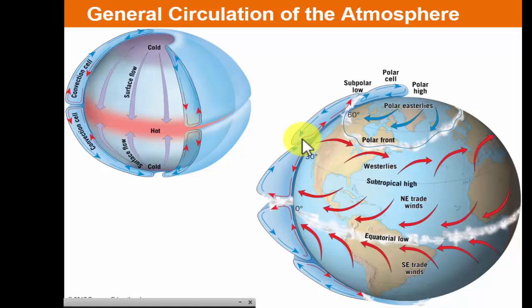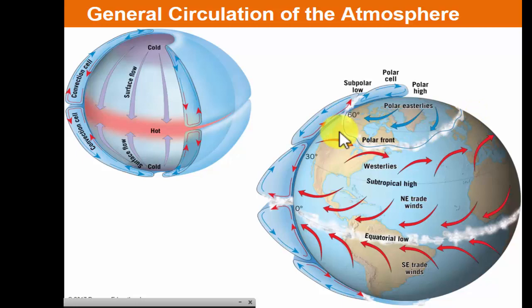They're thermally driven cells. And then this cell in the middle is sort of mechanically driven. You have uplift at 60 degrees north latitude, sinking air at the poles, sinking air at 30 degrees north and south latitude, and rising air at the equator. And the rising air at the equator creates our band of very cloudy, wet weather, and the rising air at about 60 degrees north latitude creates a band of wet weather there.